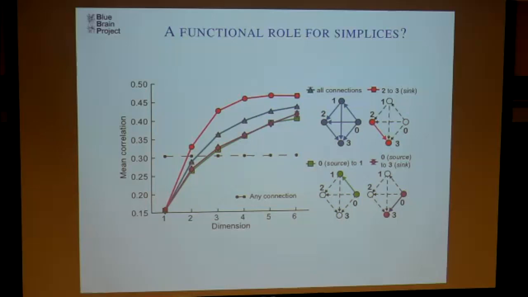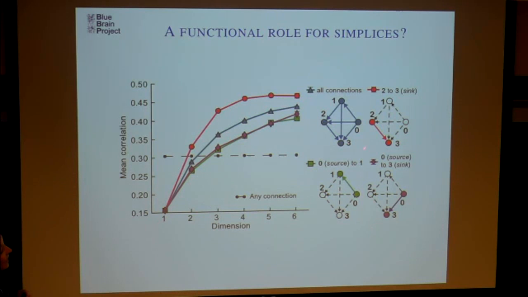Now, if we look at this red curve here, then we're looking at the correlation in spiking behavior between the sink neuron of the simplex and the one just before it in the order. And what we see is that as the maximal dimension of the simplex to which the connection belongs increases, the correlation in spiking behavior also increases. The various colors here are looking at other kinds of connections, from the source to right after the source, to the source to the sink, and so on. And in every case, we see that the correlation is increasing.